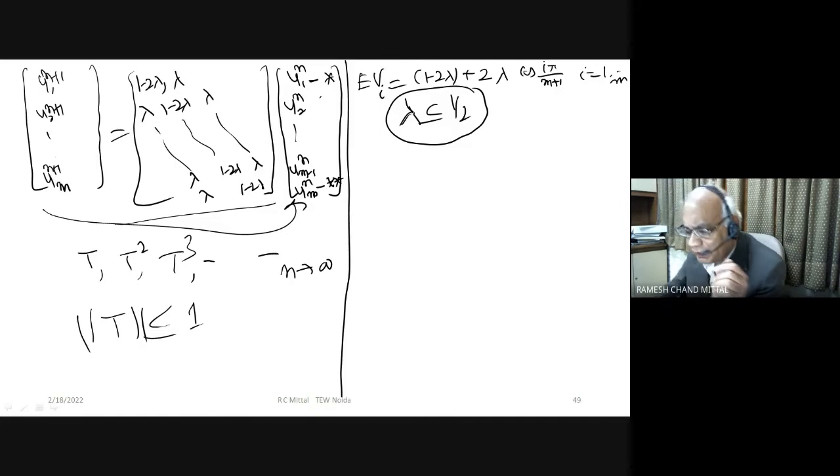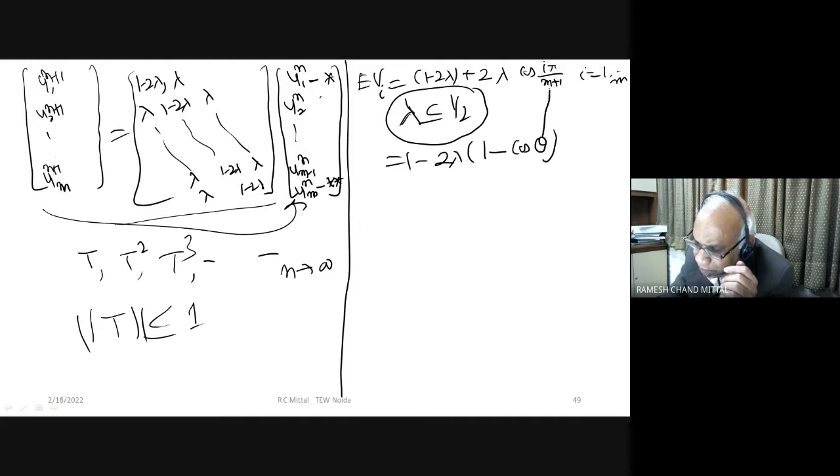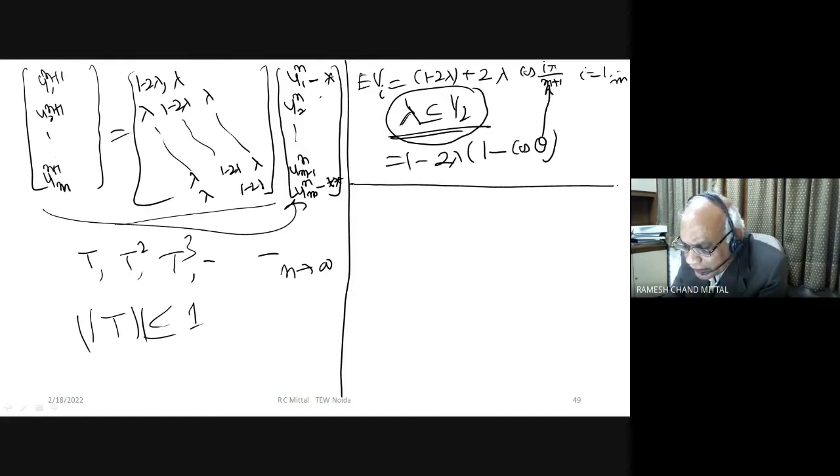I just say that I can write this as 1 minus 2 lambda times 1 minus cosine theta, where theta is i pi upon m plus 1. Then I can convert this into sine squared theta by 2 form, and from that form my condition comes automatically. I want it to be less than or equal to 1, so the condition will be lambda less than half. So this is just the matrix method.